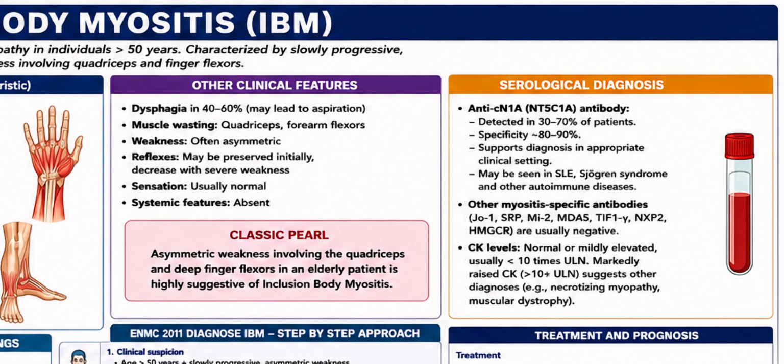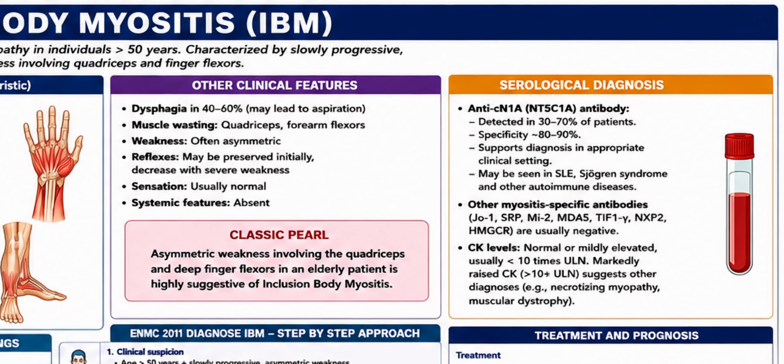Anti-CN1A antibodies may also be detected in other autoimmune diseases such as systemic lupus erythematosus, Sjögren's syndrome, and occasionally in other inflammatory myopathies, which limits their diagnostic specificity. Serum creatine kinase, CK, levels are usually normal or mildly elevated, and are typically less than 10 times the upper limit of normal. Values are commonly in the range of 300 to 1500 IU per liter.